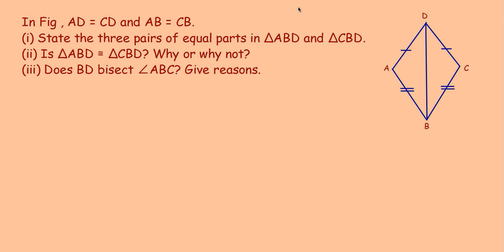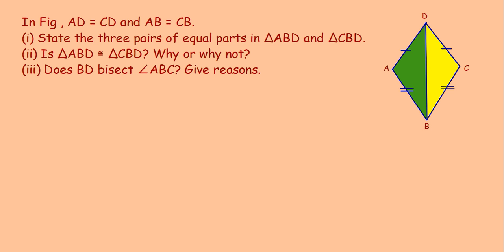Here you have another question. In the figure, AD is equal to CD. It is marked here. And AB is equal to CB. State the three pairs of equal parts in triangle ABD and triangle CBD. Here is triangle ABD and CBD. You have to write the equal parts. Two parts are already given here which are equal.